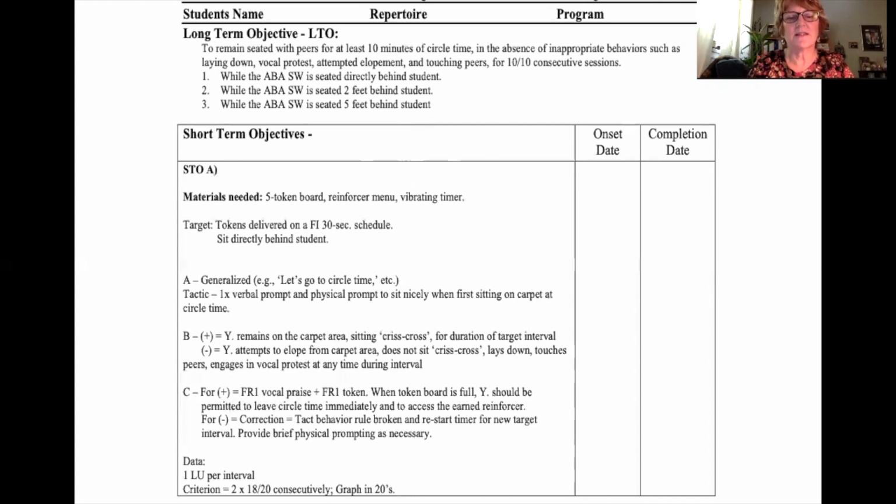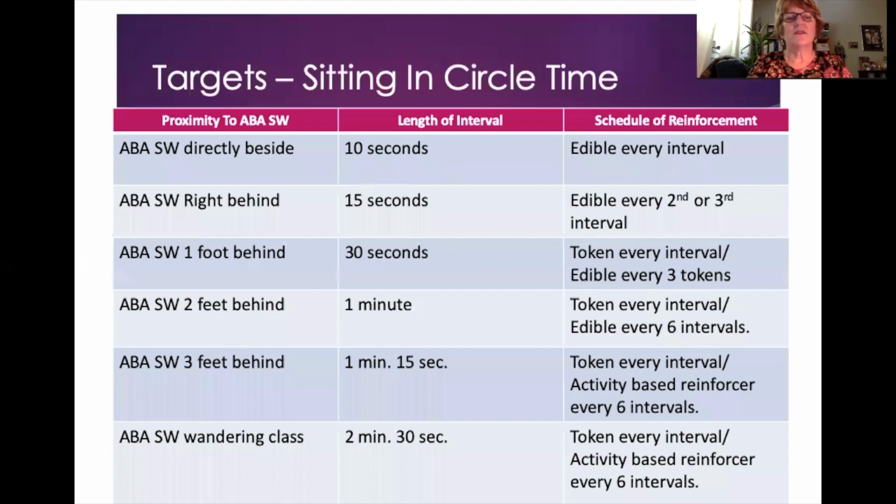And then it says what to do when his token board is full. If he didn't do the correct thing, they will correct him. They will actually make him just sit there and maybe restart the timer. And so the criteria for success was twice he will sit nicely 18 times out of 20. So this, again, is just a breakdown of how they're going to reinforce what he does.